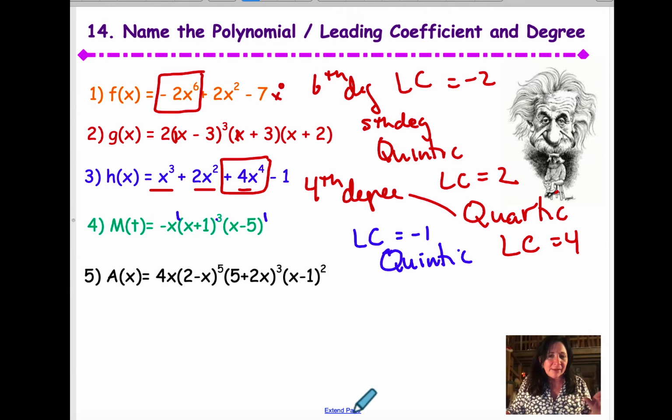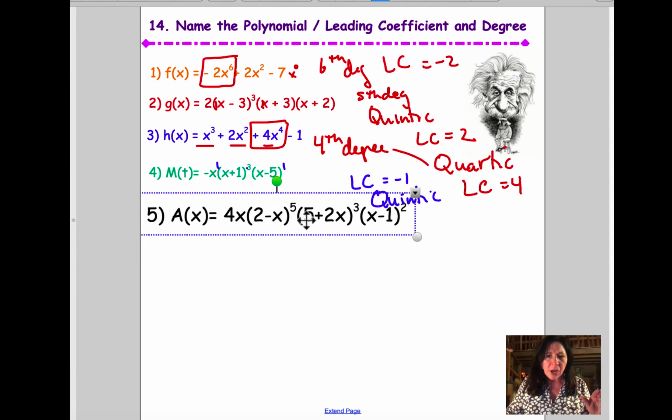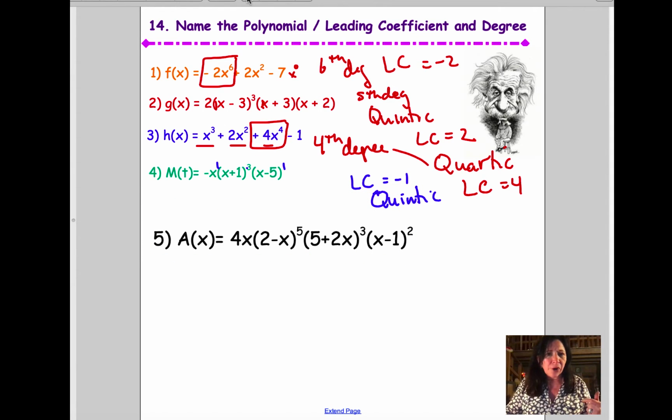All right, and then lastly, I have this one right here, which I'm going to make a little bit bigger. You're going to see something like this on the test for sure. I want to know the degree and the leading coefficient. So let's add our x's up. So we got 1 here. X to the 5th. Look at my x's in the back. Be careful. 5 here. So that's 6.